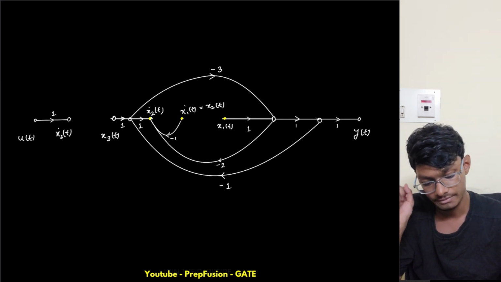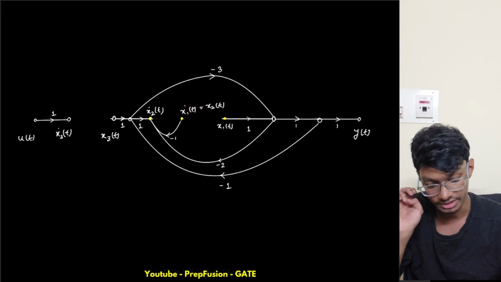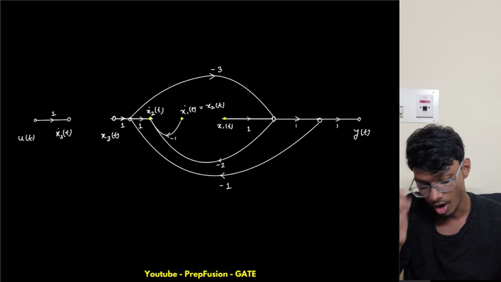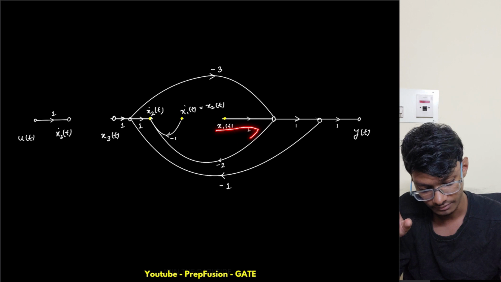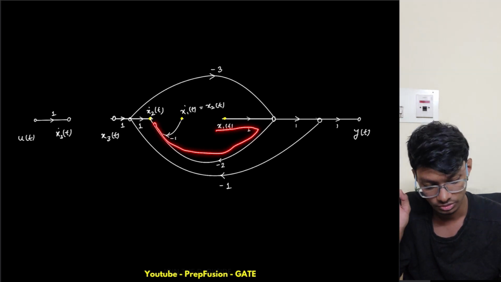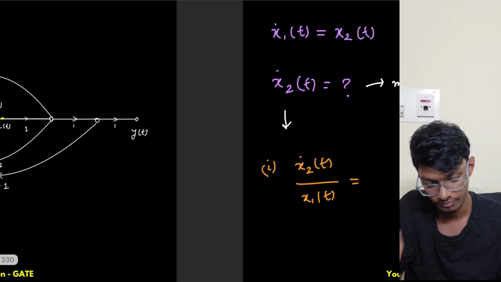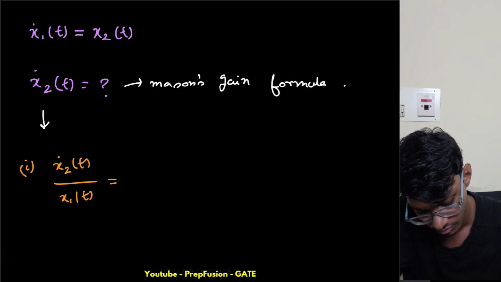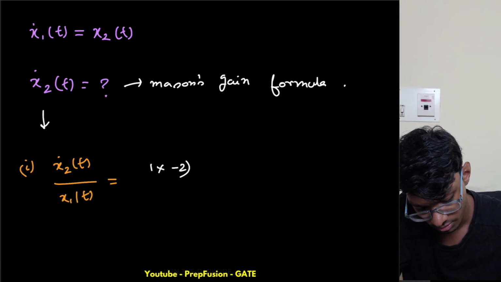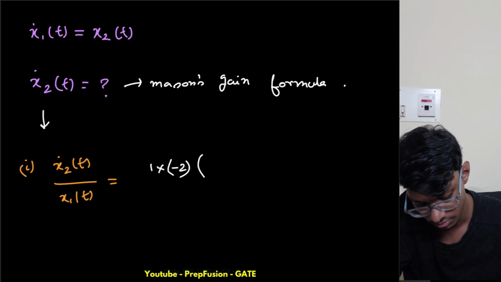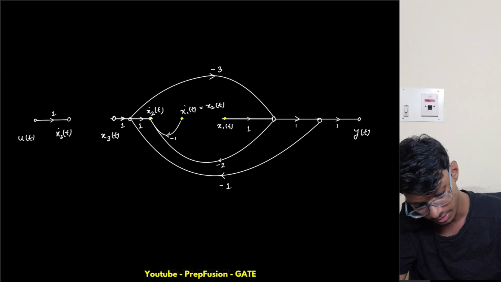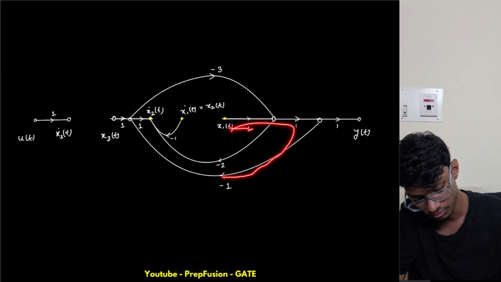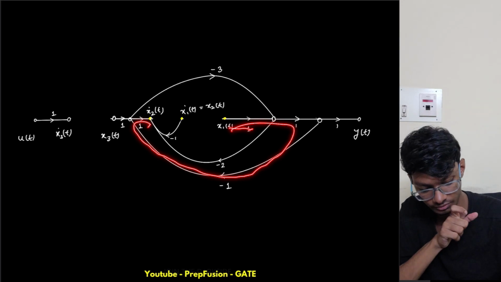So I will write x2 dot upon x1. How many forward paths do we have? One forward path I can see is this one, right? This is one forward path, so this is 1 times minus 2. And is there any other forward path? Another forward path we have is this one.